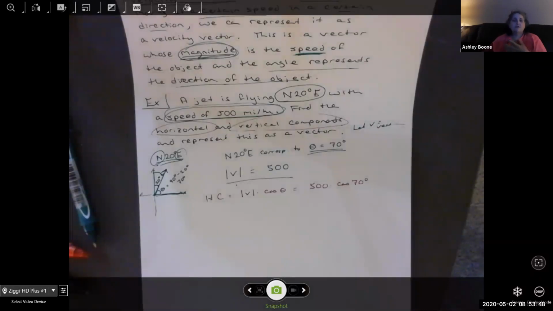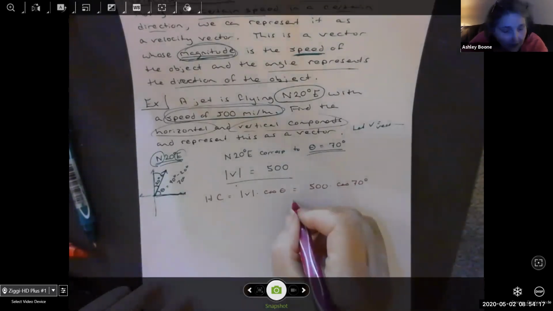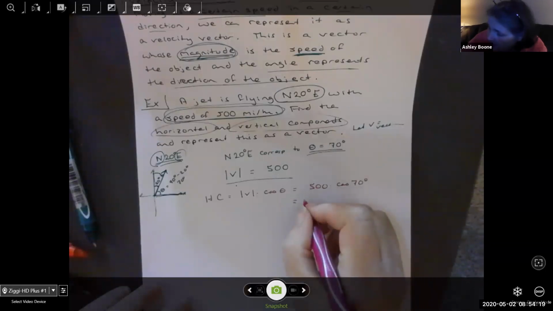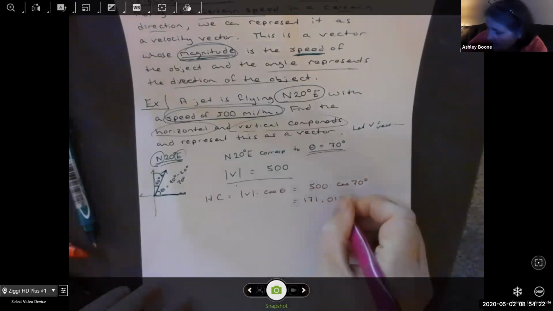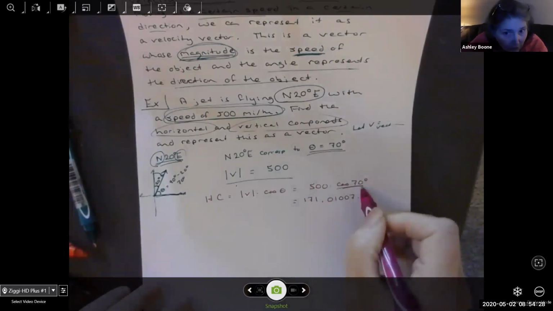Now, unlike the last few examples we did, where we had nice angles, 60 degrees, 120 degrees, 135 degrees, this is not a nice angle. So in exact form, this is what we would have. But in applications, we really want to have an idea of what this is. So go ahead, make sure your calculator is in degree mode, okay? And do the calculation. If you go 500 times the cosine of 70 degrees, you should get 171.01007. It goes on forever. Remember, that was in degrees. It had to be degree mode, okay?